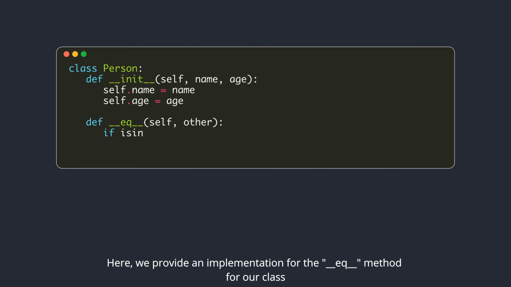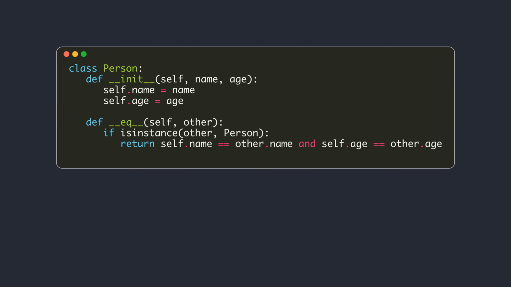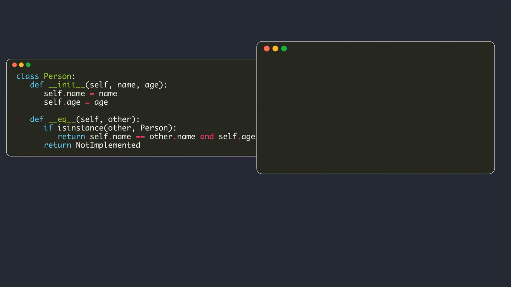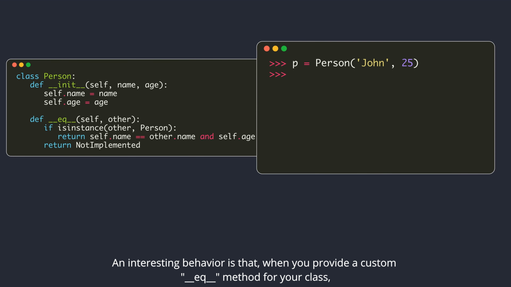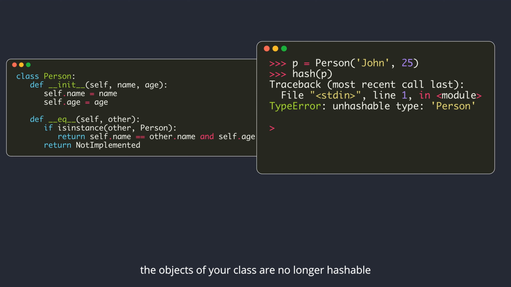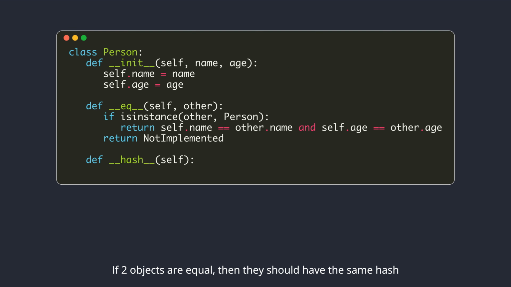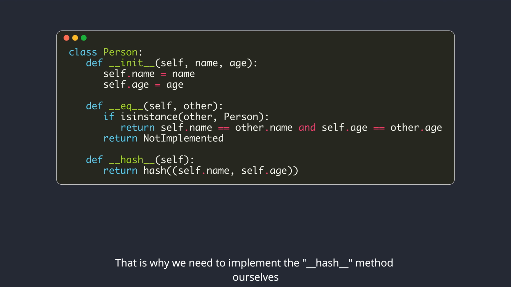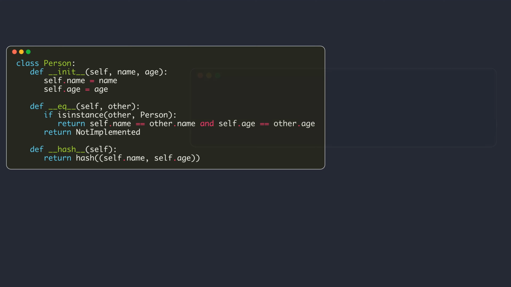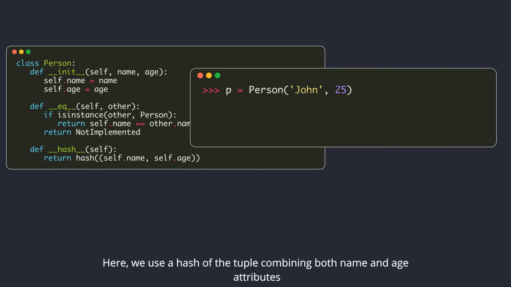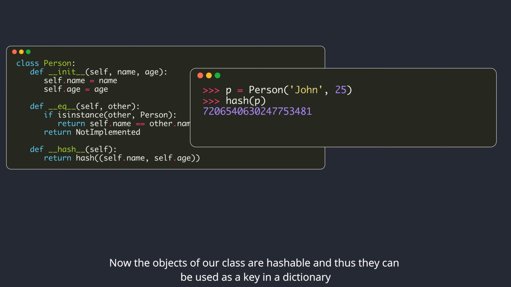Here, we provide an implementation for the dunder EQ method for our class. An interesting behavior is that, when you provide a custom dunder EQ method for your class, the objects of your class are no longer hashable. So they cannot be used as a key in a dictionary. If two objects are equal, then they should have the same hash. That is why we need to implement the dunder hash method ourselves. Here, we use a hash of the tuple combining both name and age attributes. Now the objects of our class are hashable and thus they can be used as a key in a dictionary.